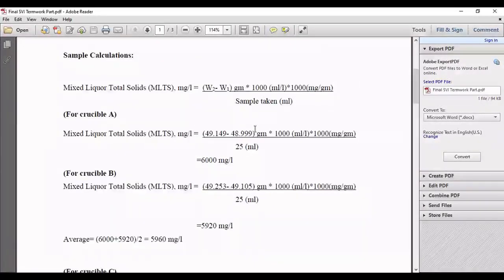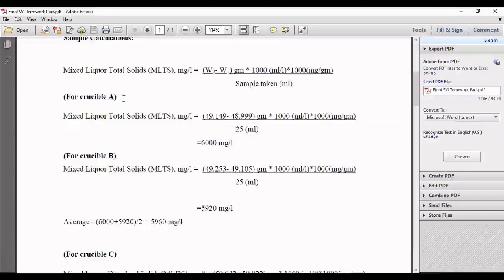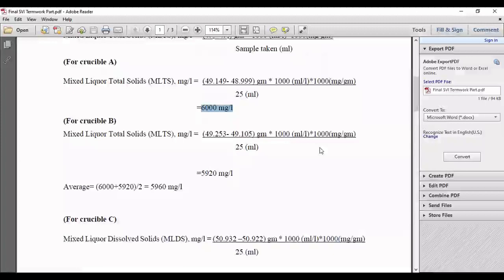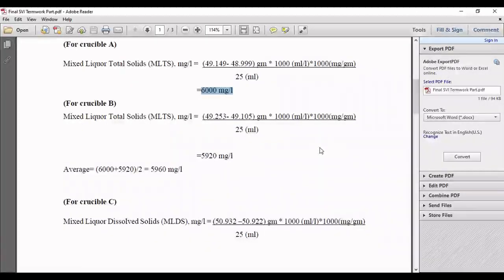So the very first step is to find out the mixed liquor total solids. The formula is given here. So substituting the values, if you remember, we have taken two sets, that is crucible A and crucible B for MLTS, and crucible C and crucible D for MLDS. So according to the formula, W2 minus W1, the values are put in, and you get 6000 mg per liter, right? Similarly for crucible B, we have put the values of W2 and W1, and we have got 5920 mg per liter. There were two sets, we have taken the average, and the average value has come out to be 5960 mg per liter.